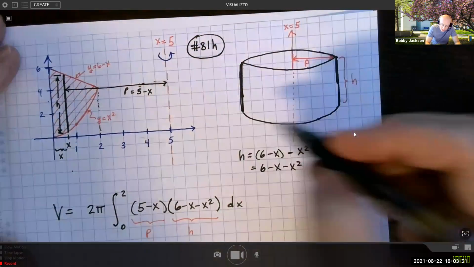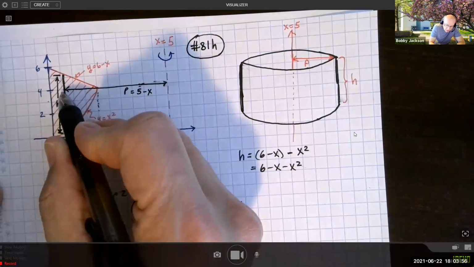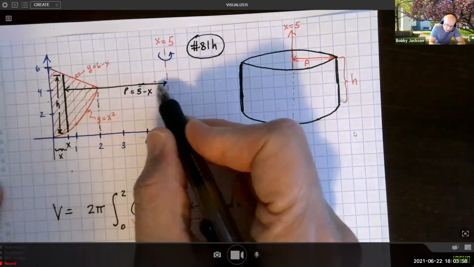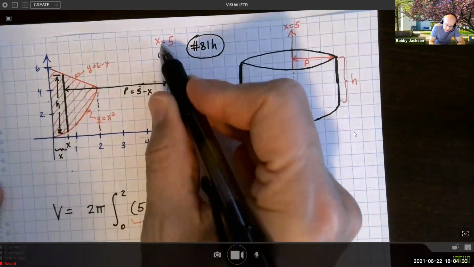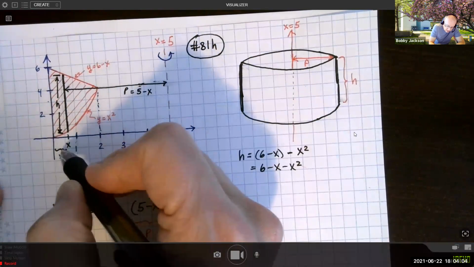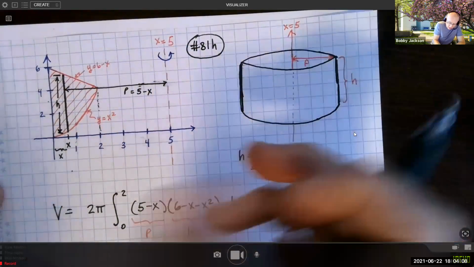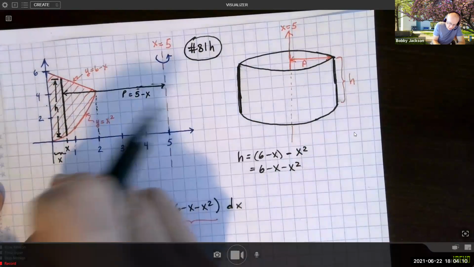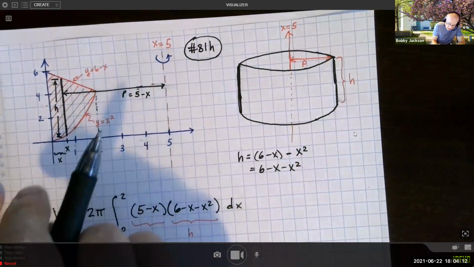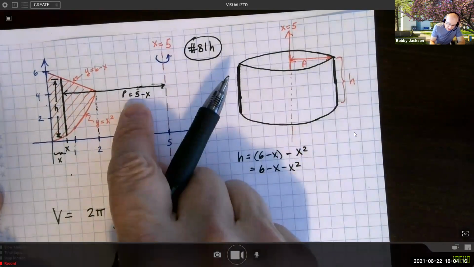Okay, so what is this radius? Well, the radius will be from our rectangle to our axis of rotation, this length right here. So here's x equals 5. This is what? X. So if this distance is x, then from here to here must be what? 5 minus x. From here to here is 5 minus x, from here to here is x, and the total distance is 5. So that's 5 minus x.